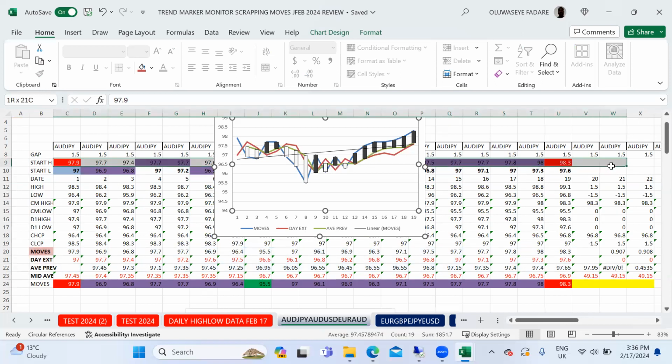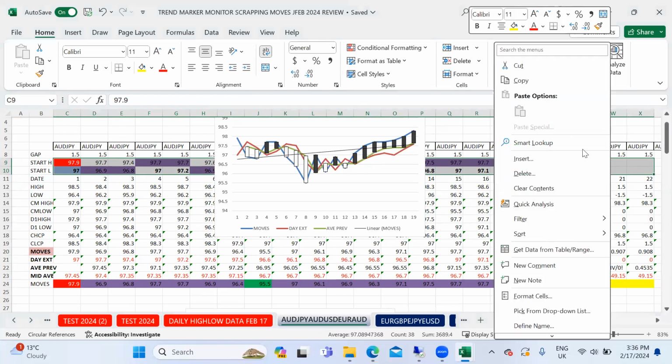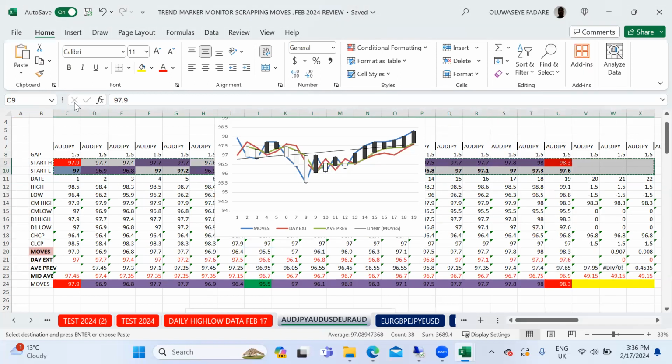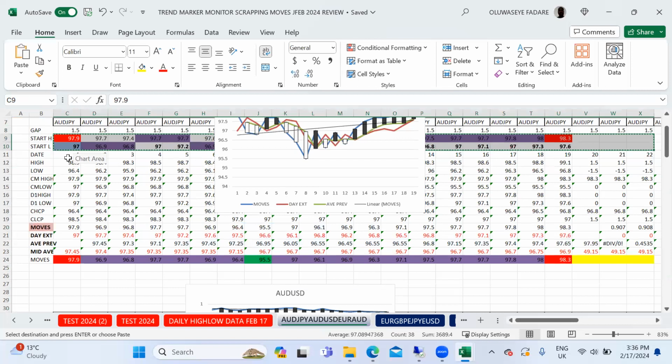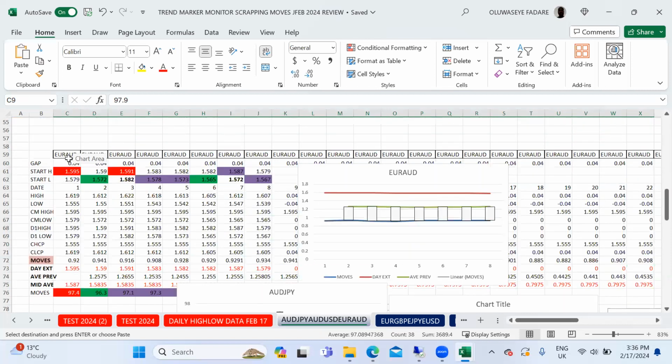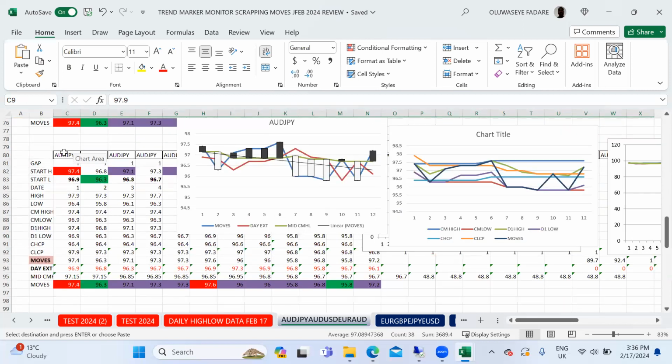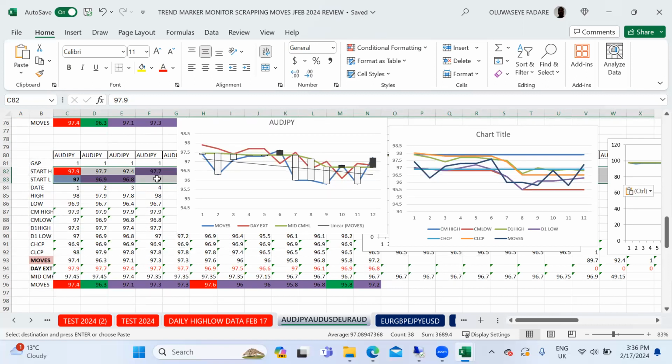Now let's go back again. Let's copy this information to our second phase projector. The first phase is still on the same page, so we go down to AUDJPY. So this is our second phase projector. The same thing we did there, we copy the high and low here. Can you see that? We copy the high and low there.